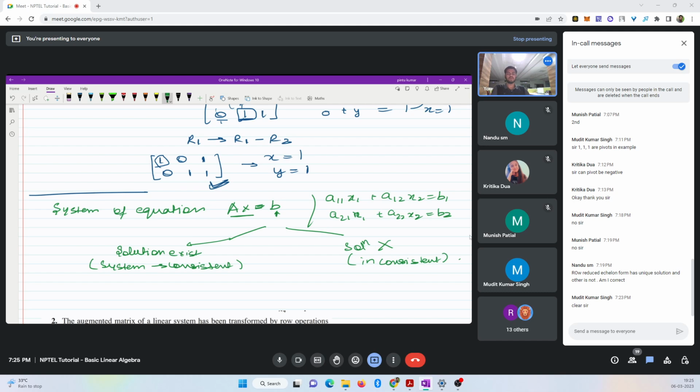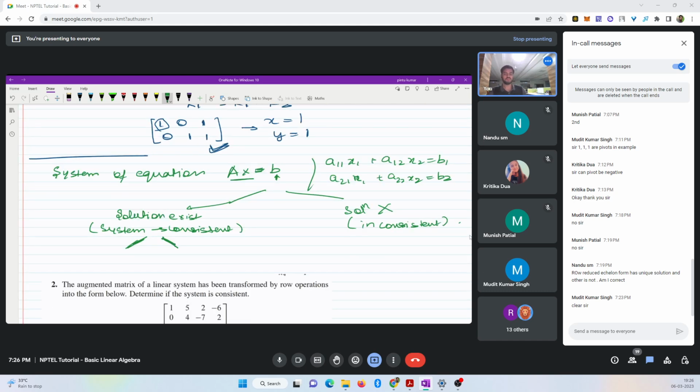Here also we can further divide it into two parts. Let's say our solution exists, then there are two possibilities. The first one is that there is one unique solution. The second one is that there are infinitely many solutions.